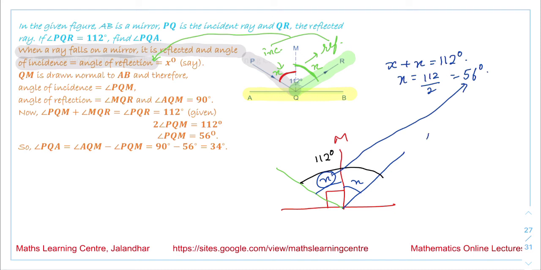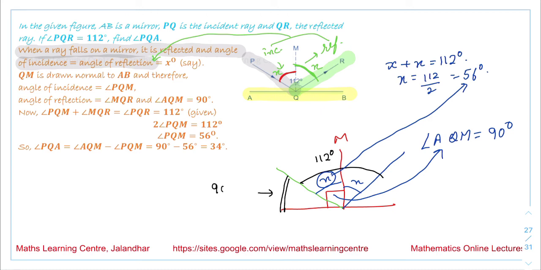Now the angle AQM is equal to 90 degrees. This angle we are talking about over here is 90 degrees. So the angle we are left with is this angle.